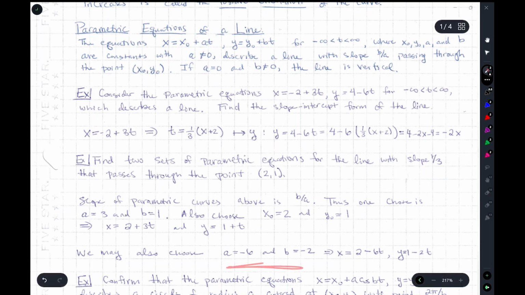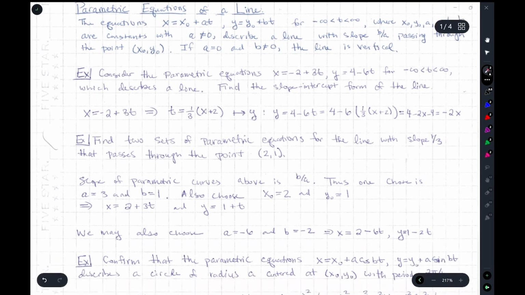So another way to get a ratio of 1/3 is to have a equal to -6 and b equal to -2. And so these parametric equations describe the same exact line. They both run through (2, 1), and they both have a slope of 1/3. I should note that here, as t increases, x decreases, and likewise for y.